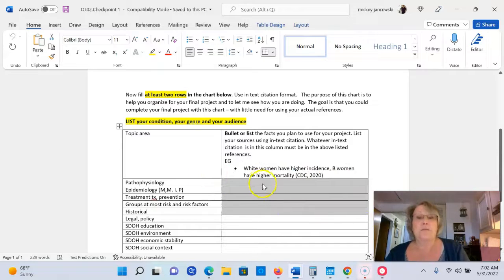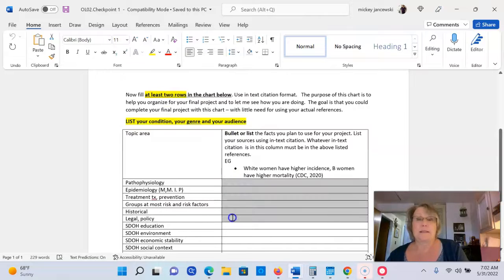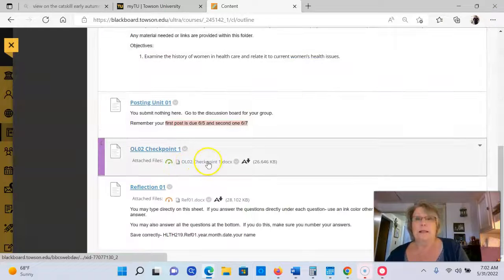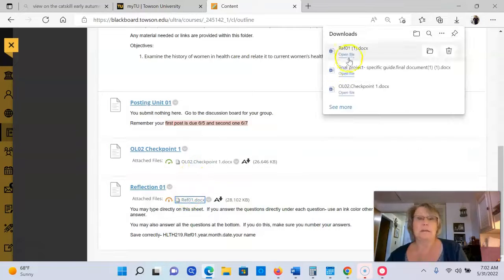So if you are looking for pathophysiology and you cannot find anything, put I cannot find anything, or I need help finding this, and then I will give you some links to get you started. So 2 of these will be filled in on this online assignment. APA format of citations that you're going to use, and then 2 of these rows will be filled in. You can fill in more, but the requirement is 2. That's checkpoint 01. Your reflection document, just to go over it.